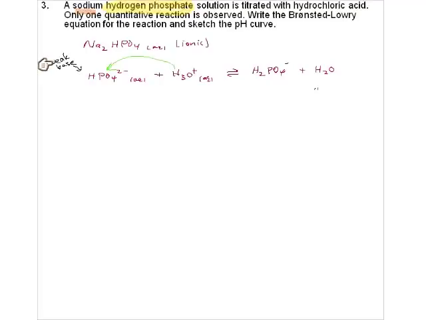It's amphoteric. And remember, amphoteric substances, their role depends on what they're mixed with. If they're mixed with a stronger acid, then they're going to act as the base. If they're mixed with a stronger base, then they're going to be forced to act as an acid. So in this case, the HPO4 2- can act as an acid or a base, but because it's mixed with a much, much stronger acid, it's going to be forced to act as the base. So this question, that's what they're trying to look at here.